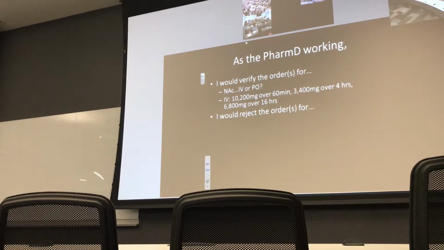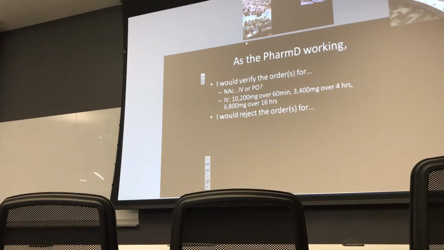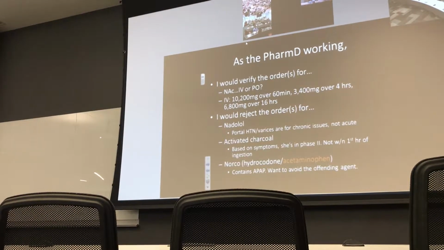Isn't it for varices and she doesn't have that? Yeah. No indication for it? Okay, no indication, right? Nadolol is for portal hypertension, for varices. It is not for an acute issue.